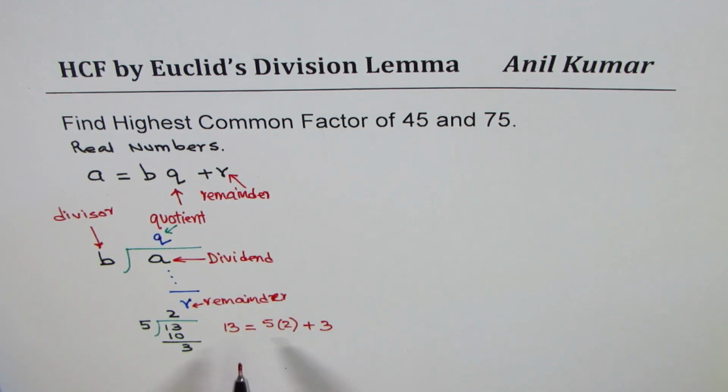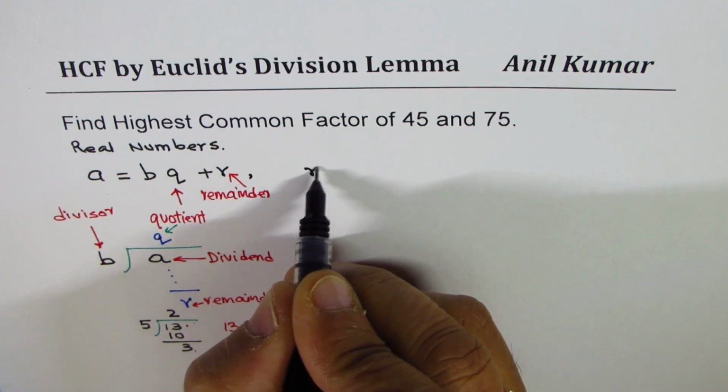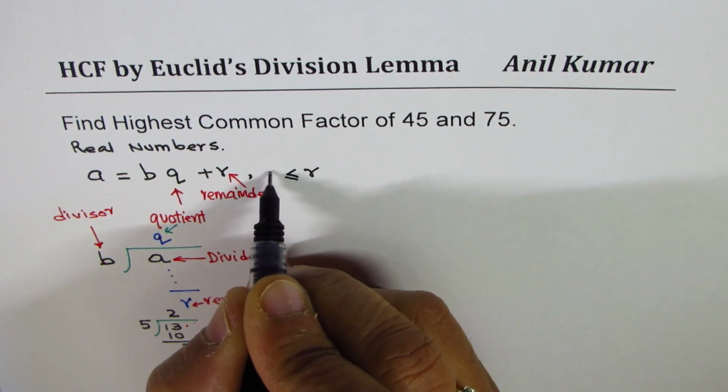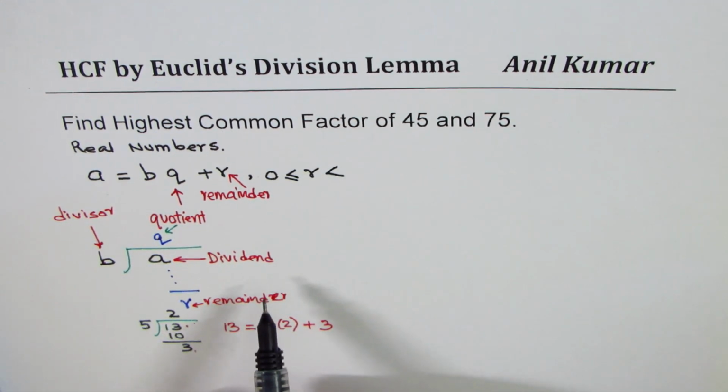What you notice here is that if I divide 14, I get remainder 4. If I divide 15, I get remainder 0. So what is the maximum remainder? The maximum remainder is going to be less than the divisor, correct? And the minimum will be 0, right? So we complete Euclid's division by saying that r, the remainder, is from 0, including 0, up to the value b, right?